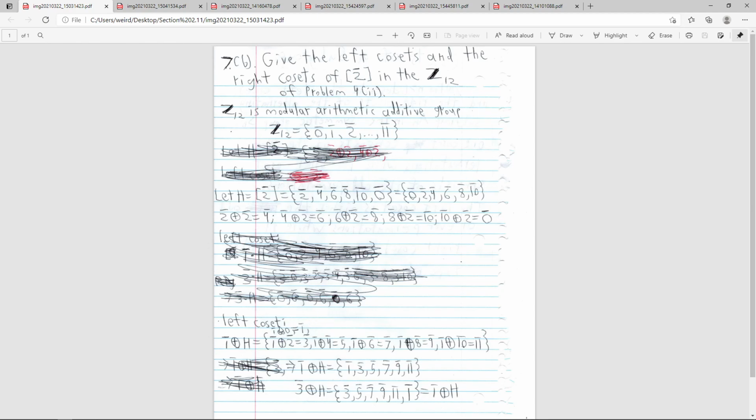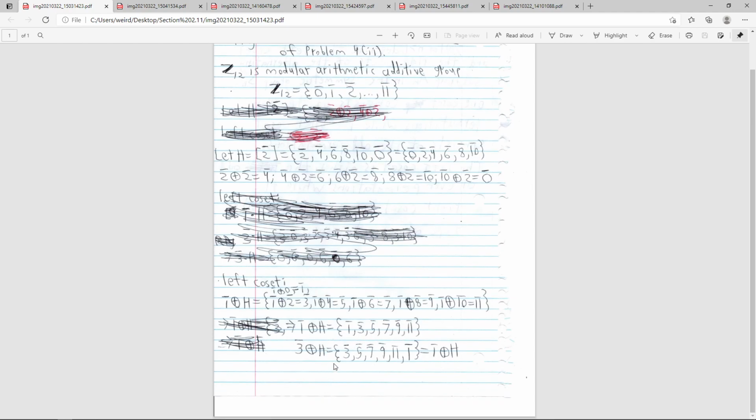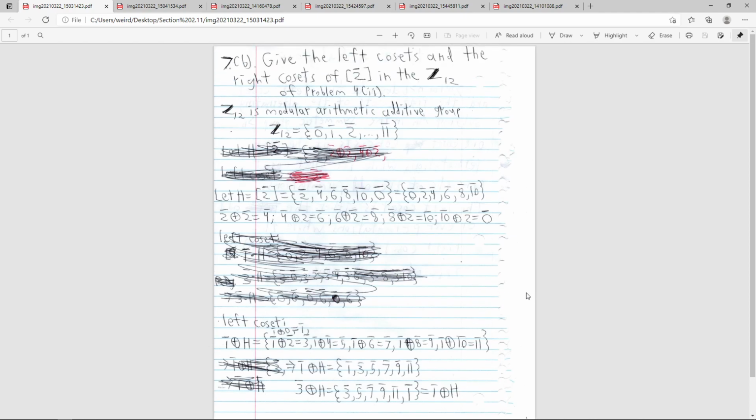The left coset is 1 plus H, the modular arithmetic addition to H. Just add 1 to each element and you get 1, 3, 5, 7, 9, 11. And 3 plus H will also give you 3, 5, 7, 9, 11, 1. So that's one set, which is half of all the possibilities, and that's the left coset.